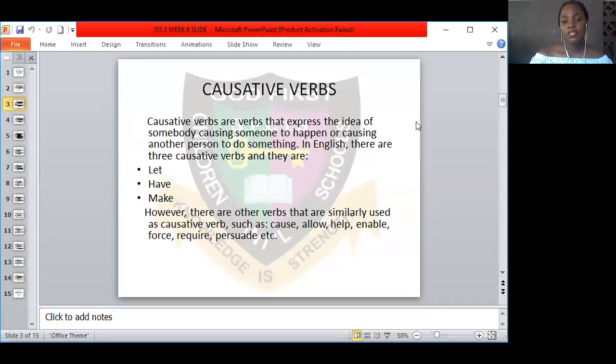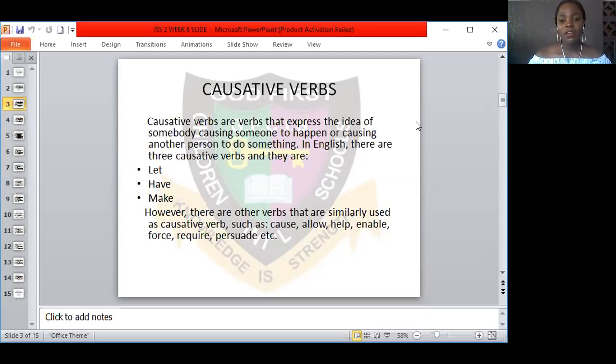What are causative verbs? Causative verbs are verbs that express the idea of somebody causing someone to happen or causing another person to do something. Now, this is a kind of verb that causes one to do something. In English, there are three major causative verbs, which are let, have, and make.